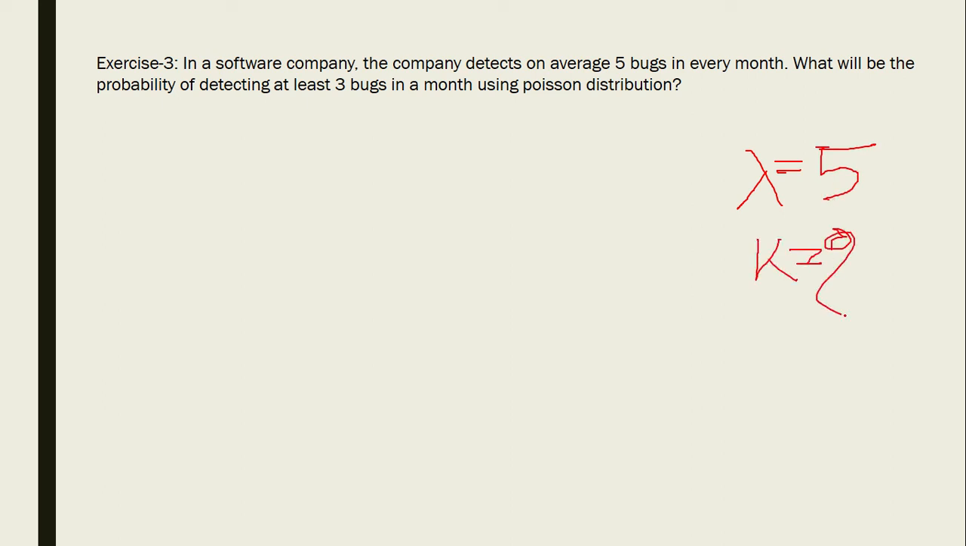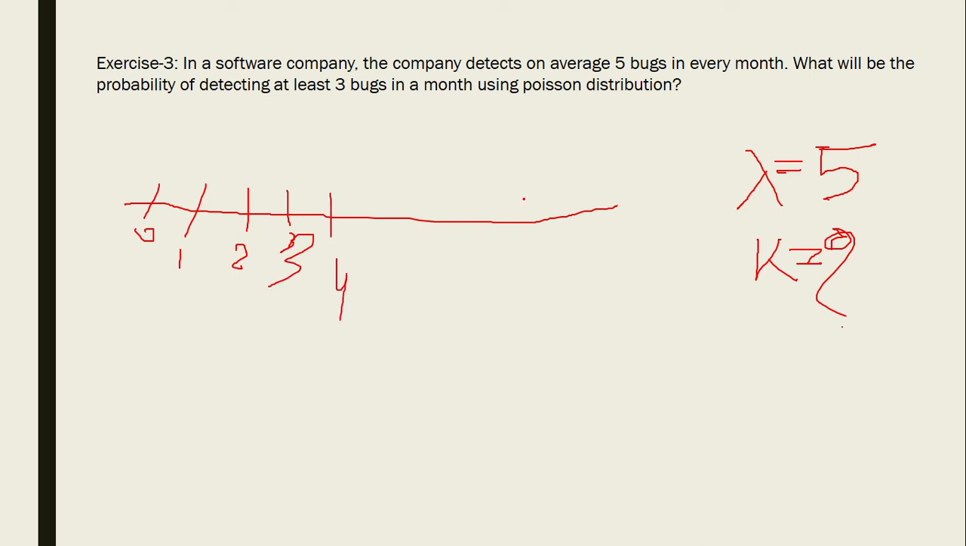K is what? You can see that it is saying at least 3 bucks in a month, as there is no upper limit. So if we draw a number line, let's assume this is 0, 1, 2, 3, 4 and then dot dot infinity, right?